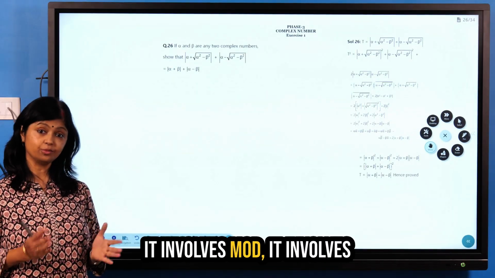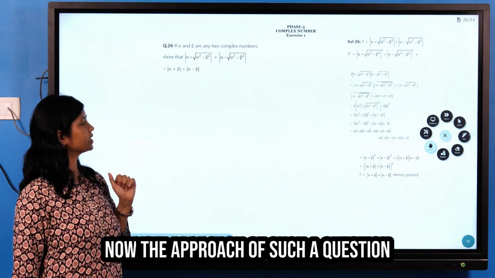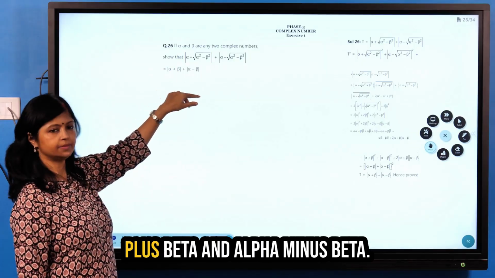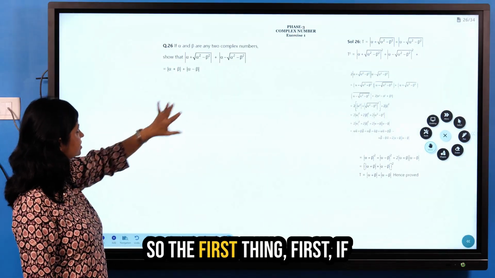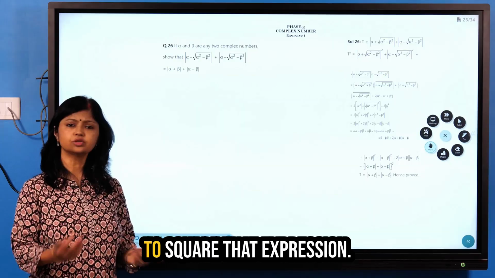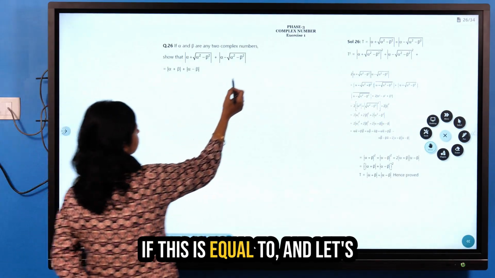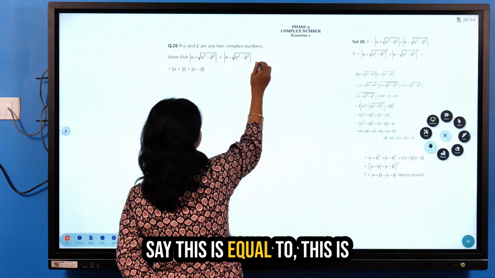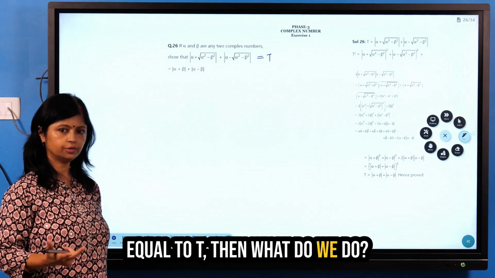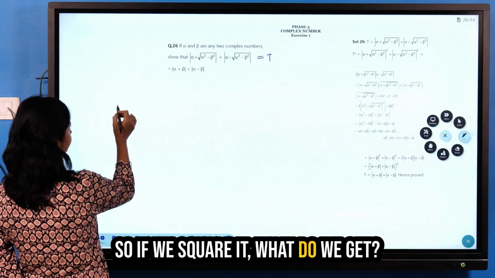All right. It involves mod, it involves square root and all so on. Now, the approach of such a question is we have something inside, alpha plus beta and alpha minus beta. So the first thing first, if this is an expression, try to square that expression. Let's say this is equal to t, then what do we do? We square it. So if we square it, what do we get?